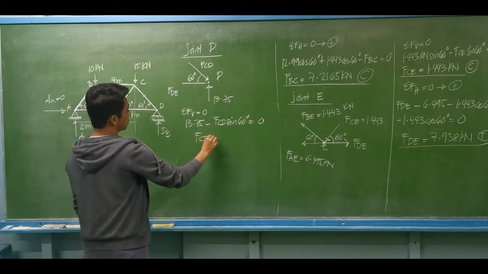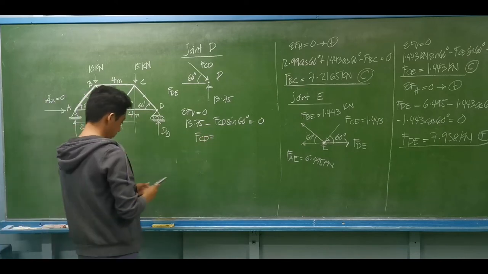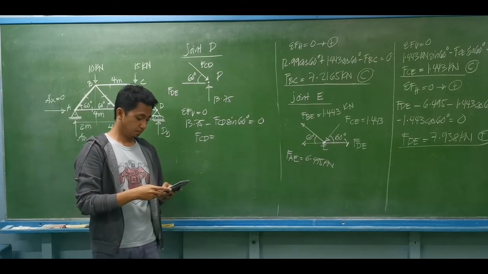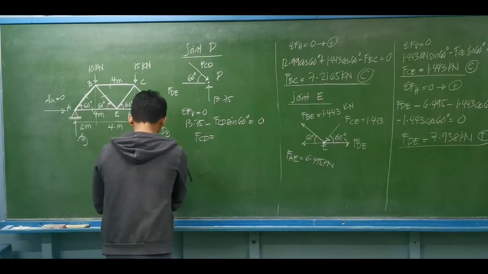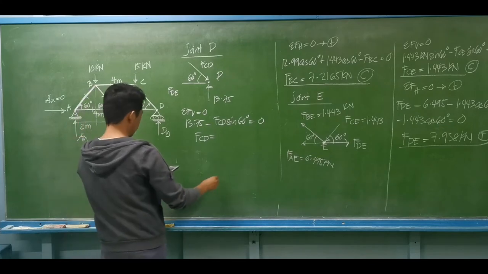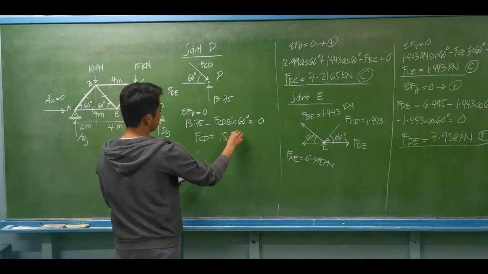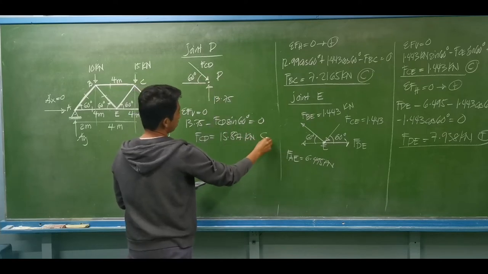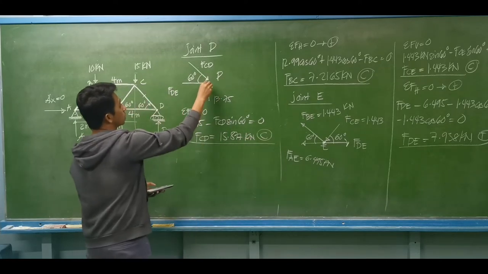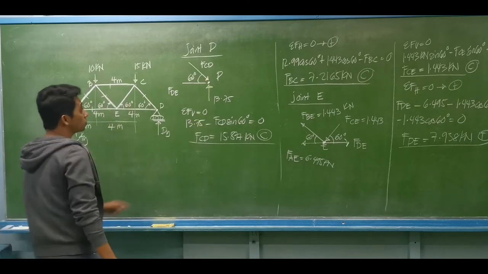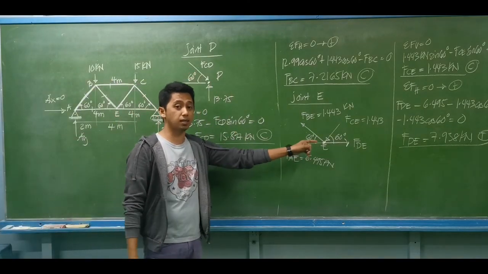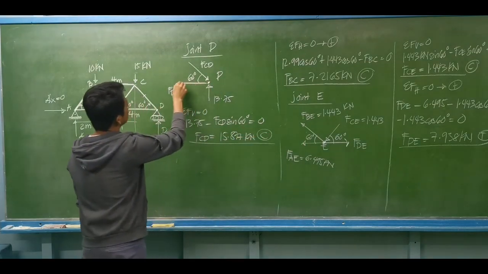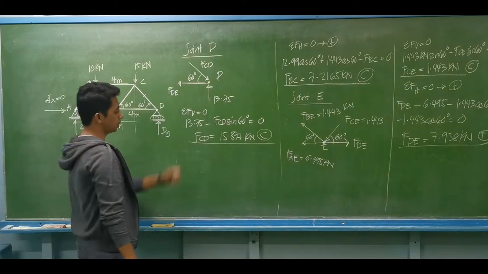Axial force for member CD is now equal to 15.877 kilonewtons, and it should be compression, that is towards the joint. Okay, kung mapapansin niyo, CD is downward to the right, its horizontal component is to the right, which means dapat DE is to the left for equilibrium.